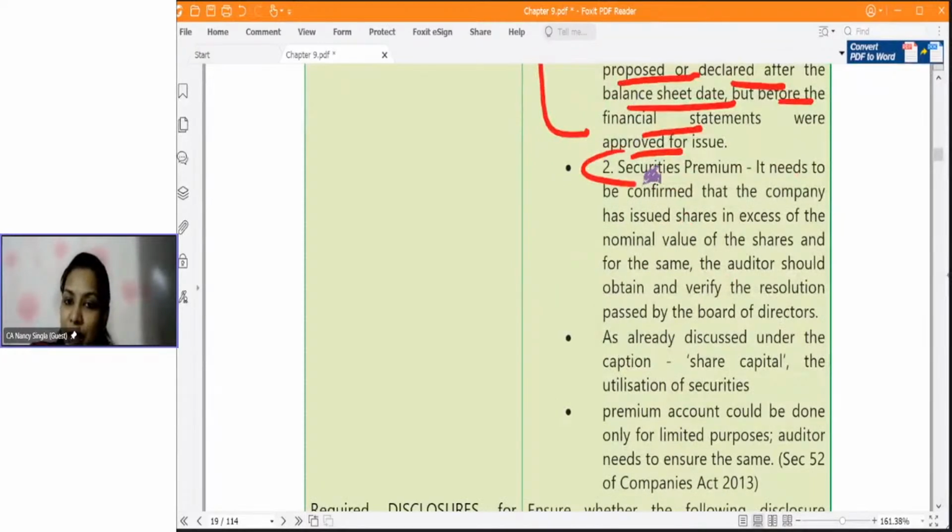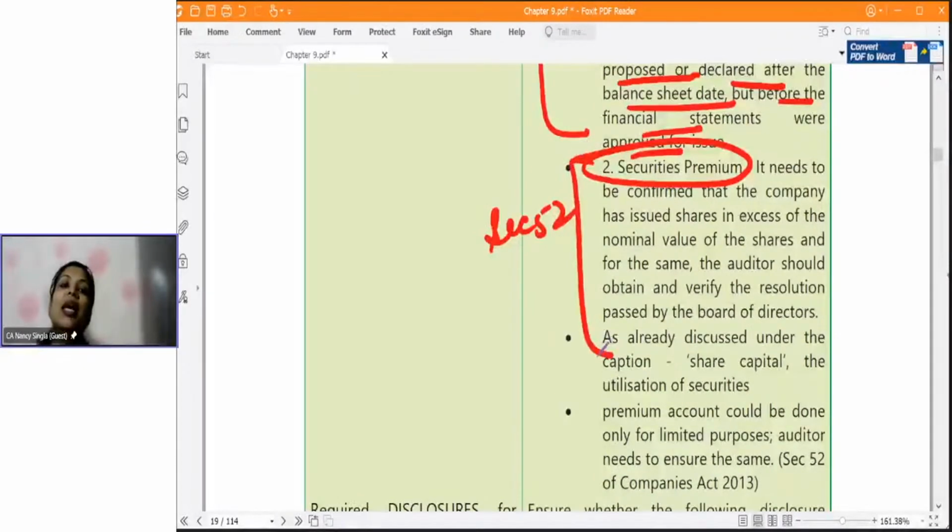Securities premium, where have you studied it? In Section 52. So this is already discussed. What did we read? That it should be transferred to a separate account. The securities premium amount should be transferred to a separate securities premium account. Then it should be used only for the purposes given in Section 52. Okay? So the auditor needs to consider that. Is it clear? There is nothing else in reserves and surplus.